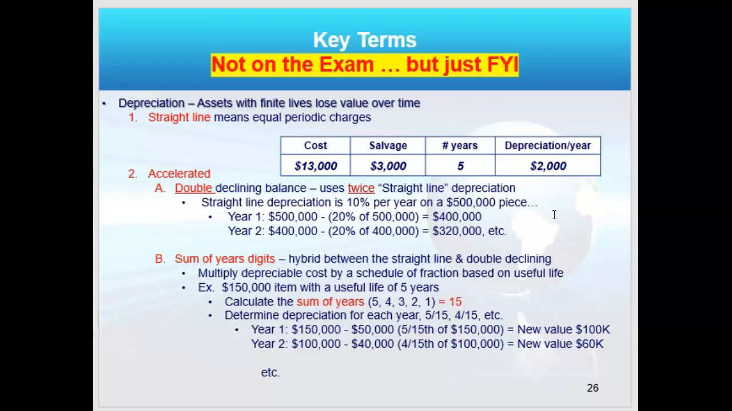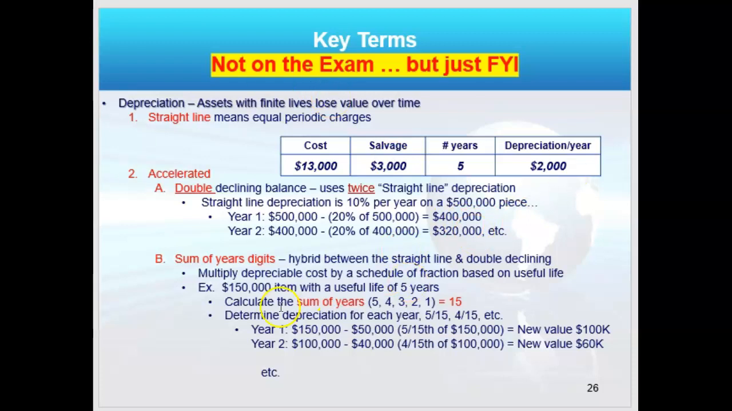Double declining balance actually does straight line, but it doubles it, right? So for example, in this example, depreciation is normally 10% a year on a $500,000 crane. Well, in the first year, with double declining balance, I would depreciate double that, 20%, which would be $100,000. I'd have $400,000 left. In year two, I would depreciate another 20% of the $400,000, and that's $80,000. So I would have $320,000 left to depreciate.